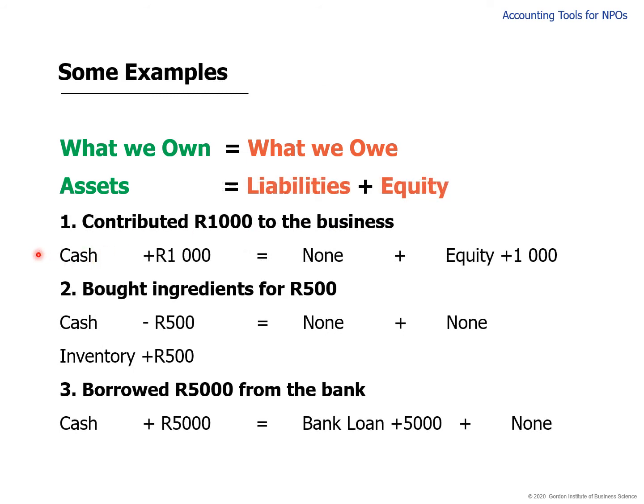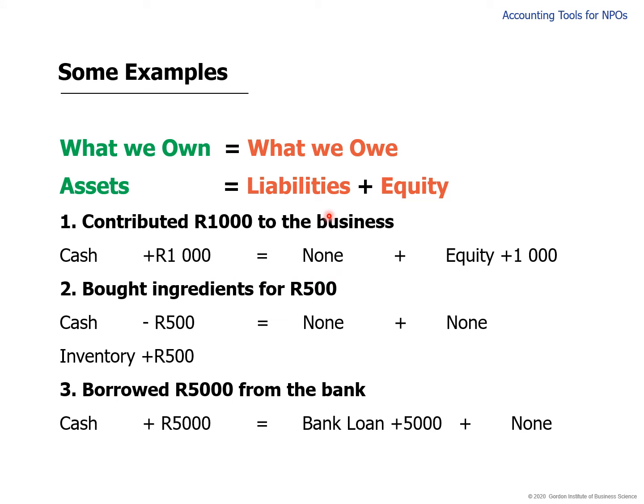In your new NPO, you typically start off with cash, and you start off the organization and then contribute cash. This contribution usually comes from you as the founder, which then gives rise to a transaction. How do we record that transaction? That 1,000 Rand contributed to the business, or in your case to the NPO, results in an increase in your cash balance of 1,000 Rand. So now what the company or the NPO owns is cash to the value of 1,000 Rand.